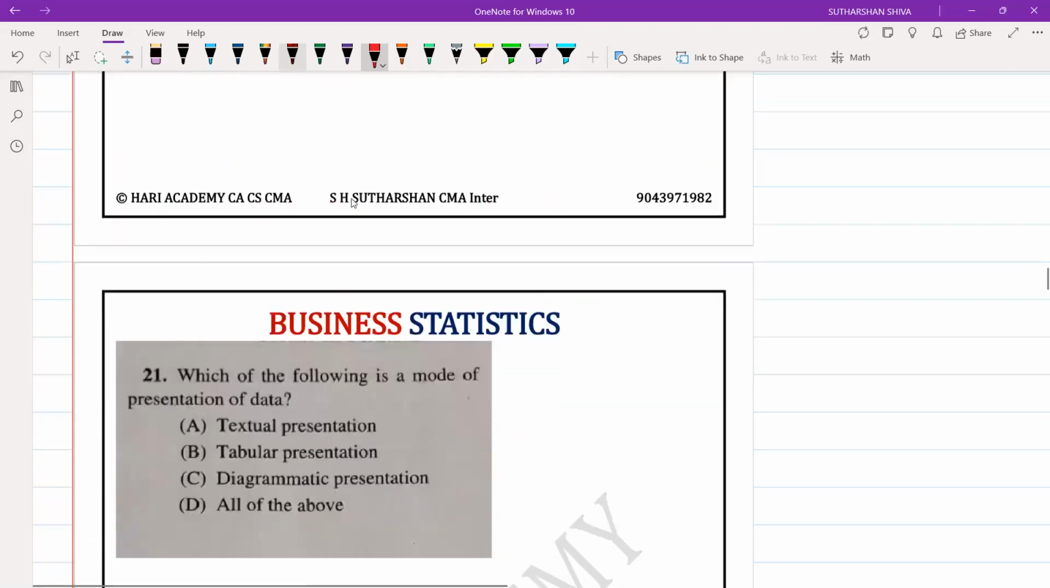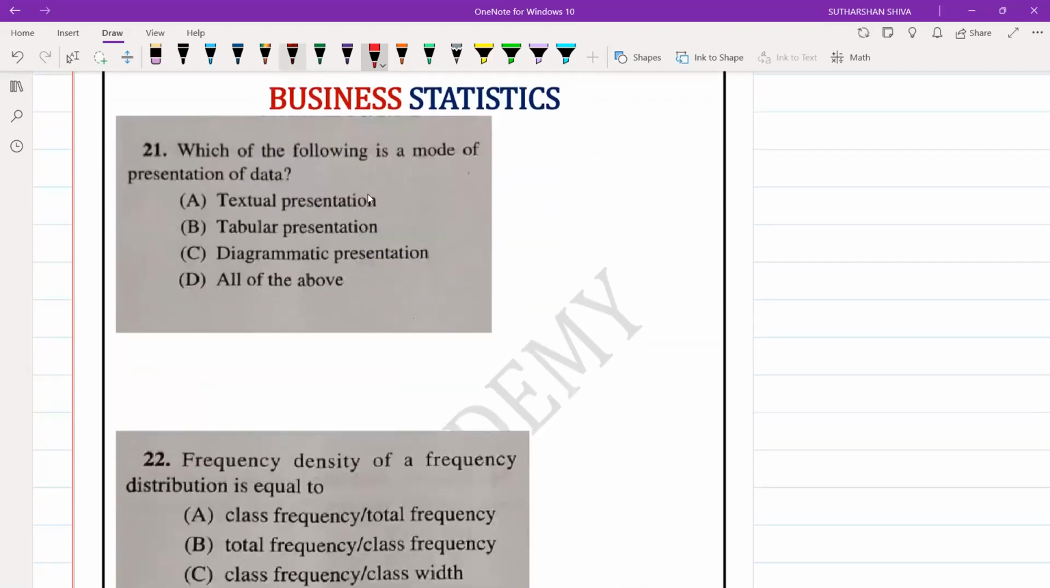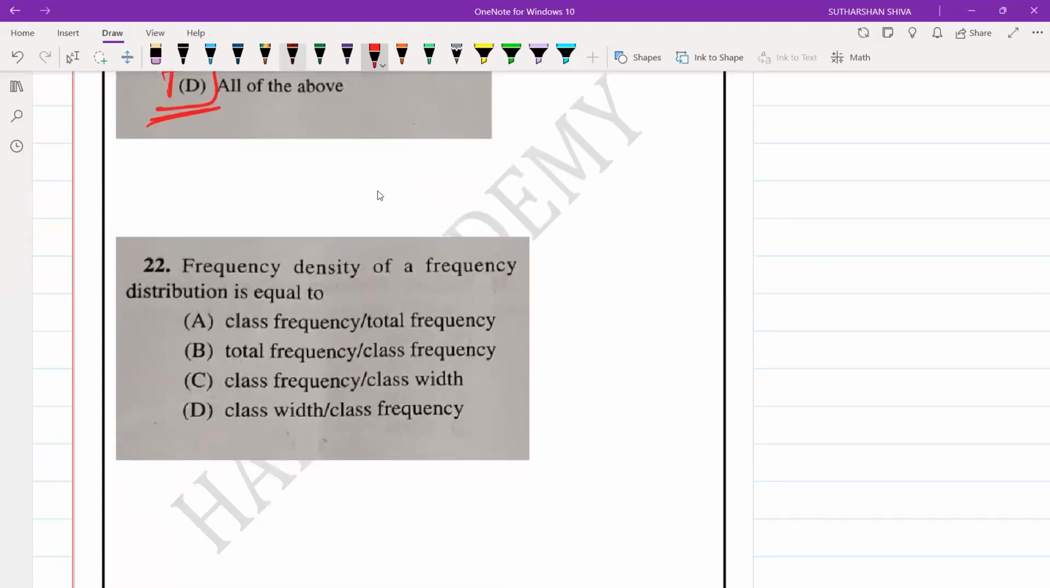Simplest question. Then come, start with business statistics. Most favorite part for you. 21. Direct question, direct theory question. Which of the following is the mode of presentation of data? You can present it in textual form, in tabular form, diagrammatic presentation, everything. So my answer is going to be all of the above. Just orally you can do.